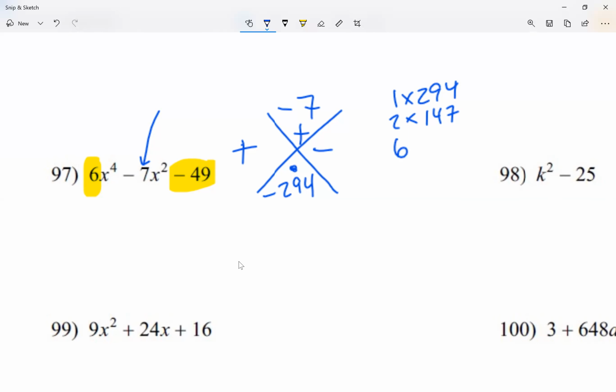Now, by 6. 294 divided by 6 gives me 49. So 6 times 49 is 294, but when I subtract, 49 minus 6, nope, I don't get a 7, so I gotta continue. 7 times 42. Again, I just went 294 divided by 7. That's how I really did it. 7 times 42 gives me 294, but it does not give me the 7 when I subtract. So I have to continue.